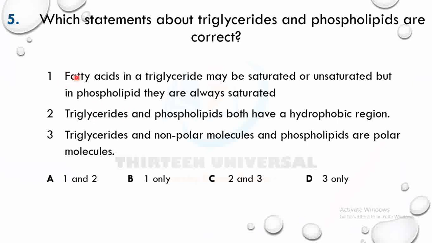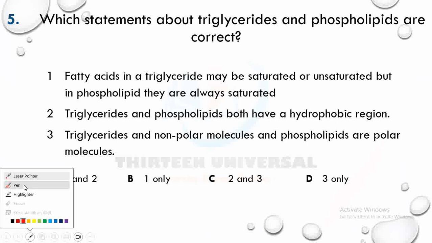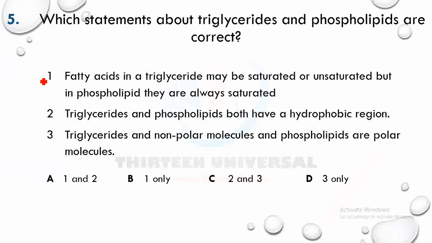Alright, let's look at number 1. Number 1 says fatty acids in triglycerides may be saturated or unsaturated, but in phospholipids they are always saturated. Well, this is not correct. It's the same thing. They may be saturated or unsaturated in phospholipids, just like in triglycerides. So this is not correct.